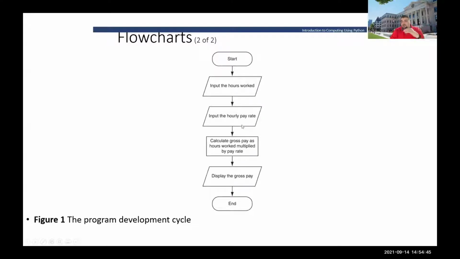So if we would like to convert that to Python, we determine the hours worked as a variable. We determine the hourly pay rate as a variable, and we do the mathematical multiplication here, and then we can print the gross pay. Okay. So any questions so far?